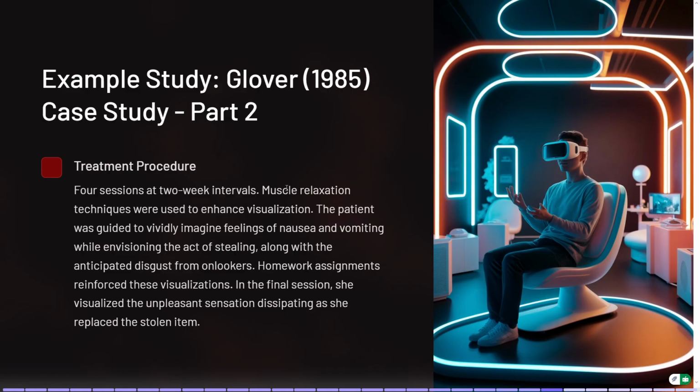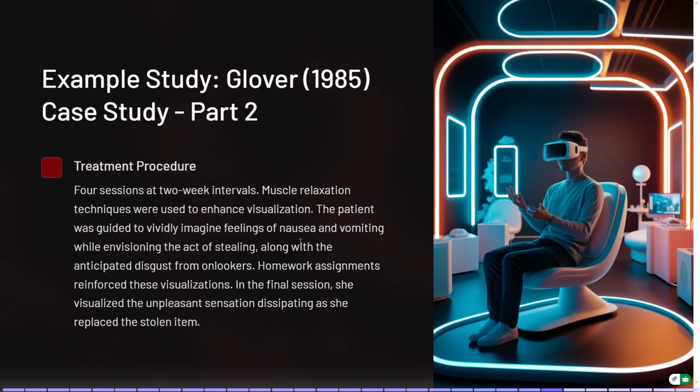She was taught muscle relaxation, a technique to enhance visualization. So she needs to be able to relax herself so that she'll be able to visualize properly. The patient was guided to vividly imagine, not with headgear, please, it's just a picture, the feeling of nausea and vomiting. She was guided in a structured way such that she'll be able to imagine it effectively, the feeling of nausea and vomiting while envisioning the act of stealing. So she's combining this kleptomania behavior with that feeling of nausea and vomiting in her mind.